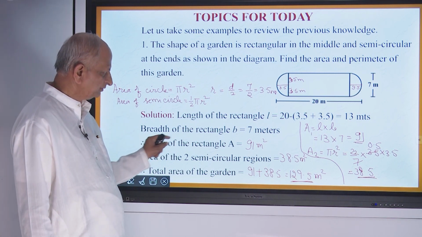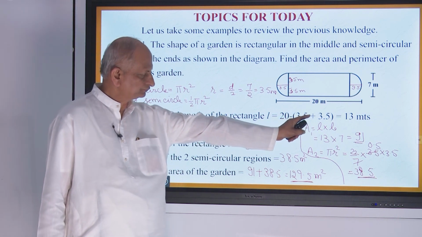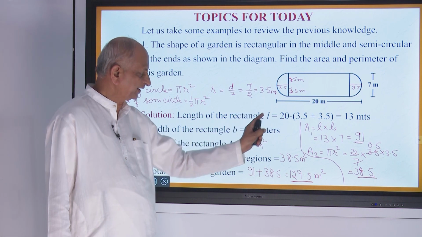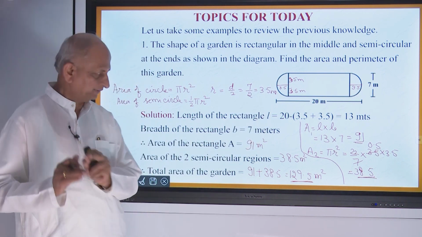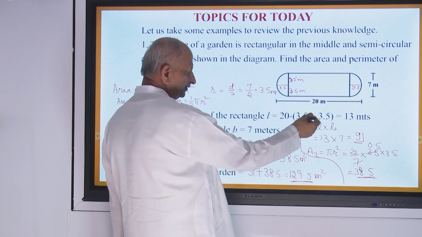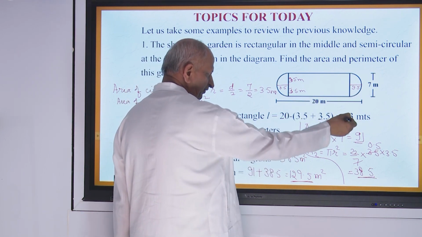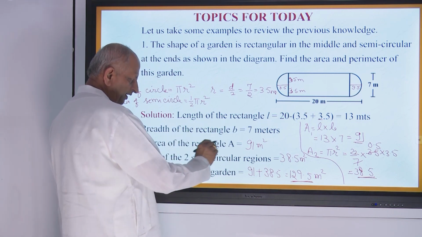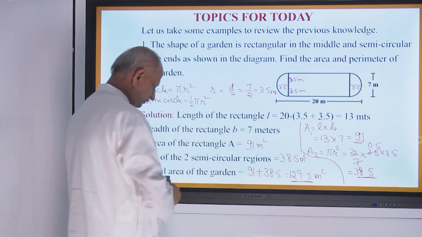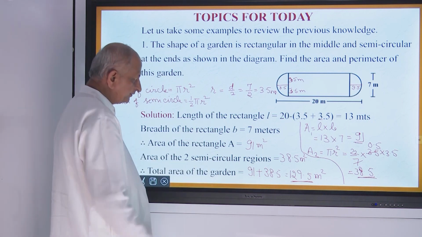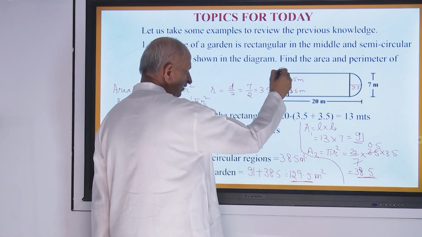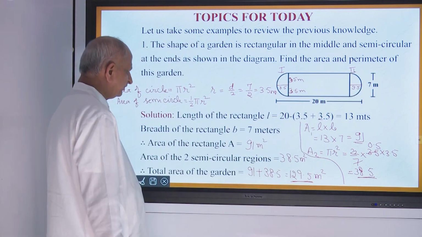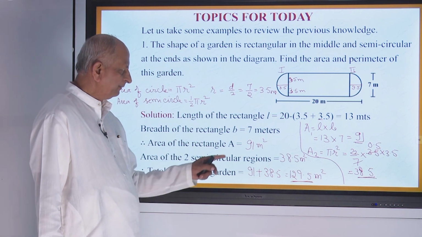Understood? So what you have done, this is an important point. Area, length of the rectangle. Why are you taking a rectangle? That is what we know already. So 20 minus these two radius, you have to subtract, it comes like this, 13. Breadth is 7 meters. Area is 13 into 7, 91. Area of the two semicircular regions. This is called first semicircular region. This is called second semicircular region. So half pi r square plus half pi r square becomes 1 pi r square.